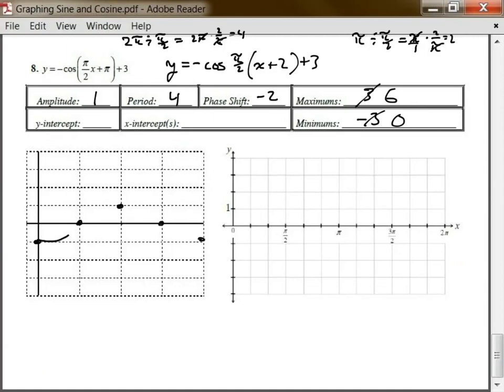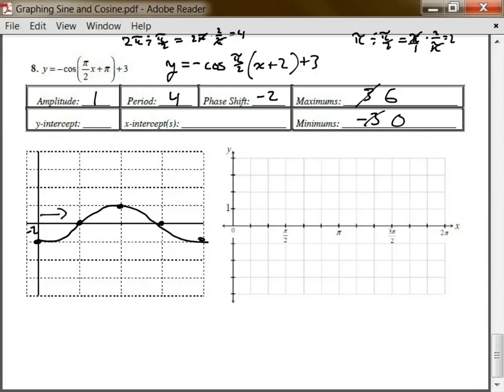Now I know that's not going to be -1 right here in the future, because I know my minimum is not -1. It's actually 0. But I'm not going to worry about that right now. Let's finish graphing this first without the vertical shifts. Okay, normally we start at x equals 0. But we have a phase shift of left 2, so we're going to say that this is -2.